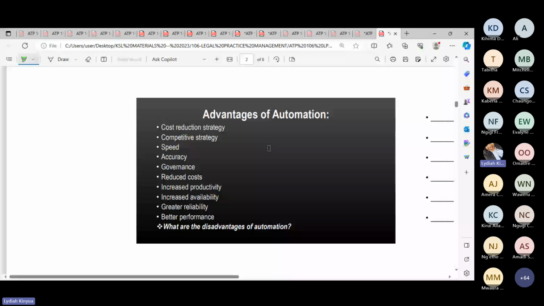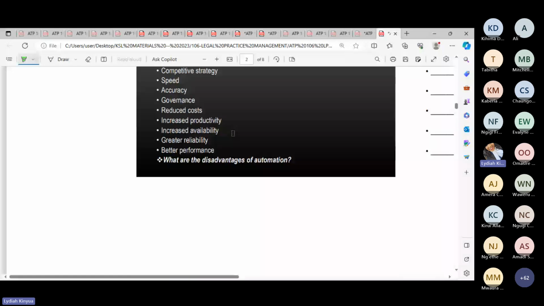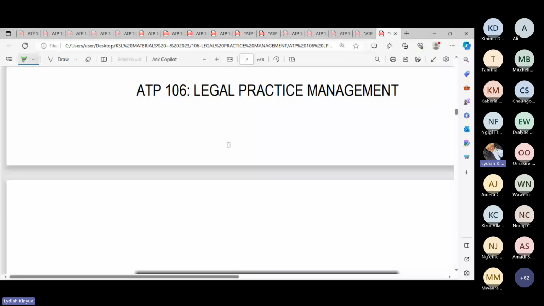Okay, so the advantages of automation are the advantages of all ICTs, including the computerized index. They are the same. It is cost reduction, speed, accuracy. Okay, guys, so you know this point. Increased productivity, availability, greater reliability, better performance. And of course, the disadvantages of automation are usually the same as those of ICT.